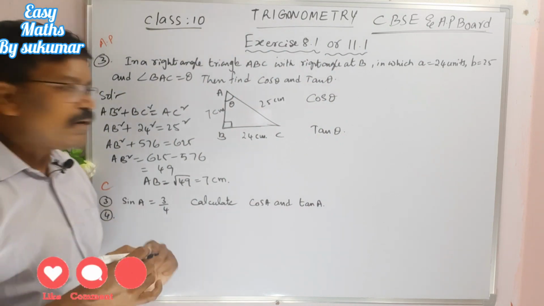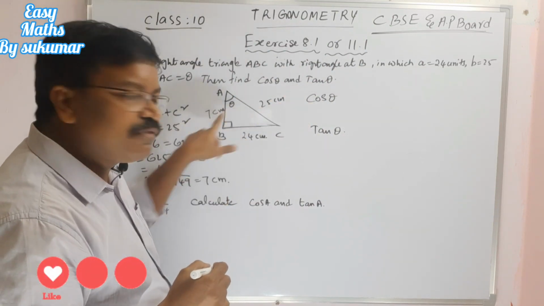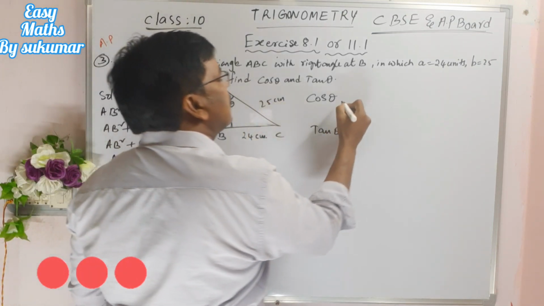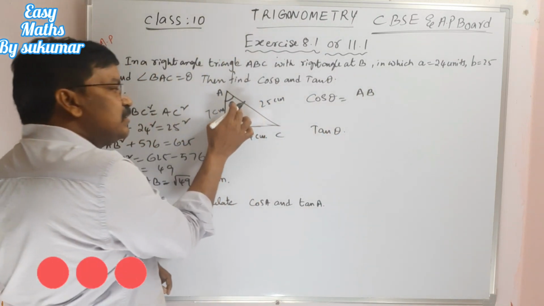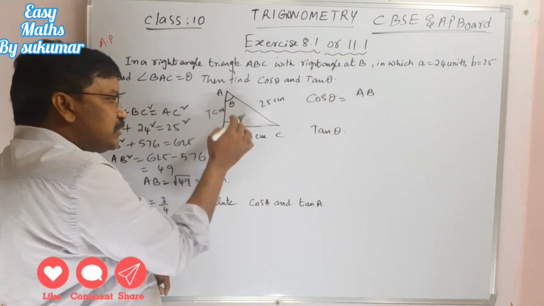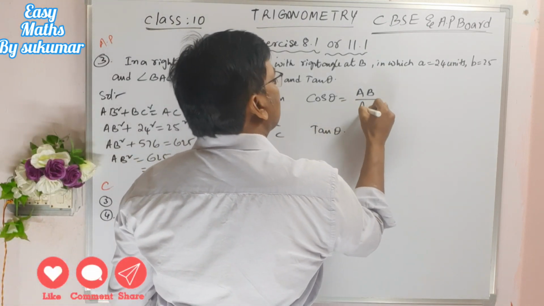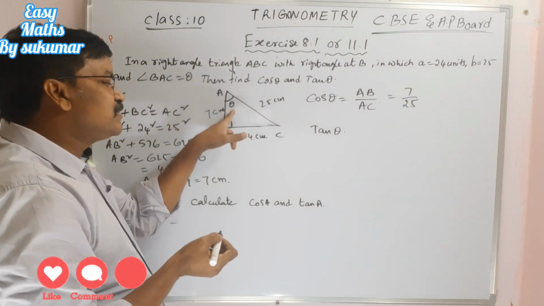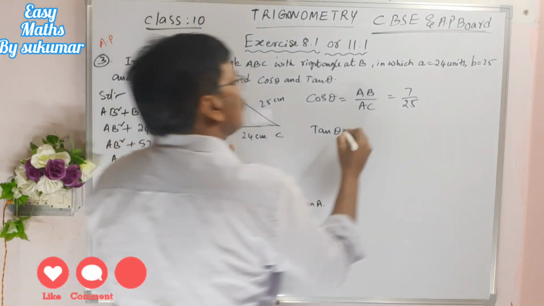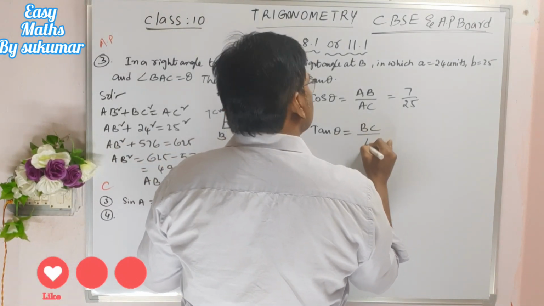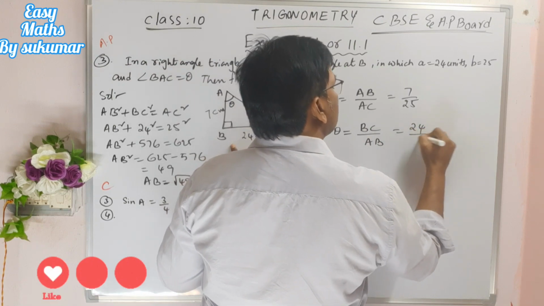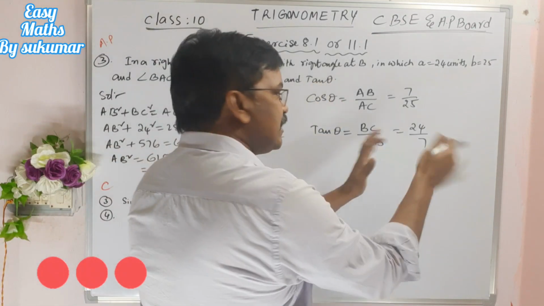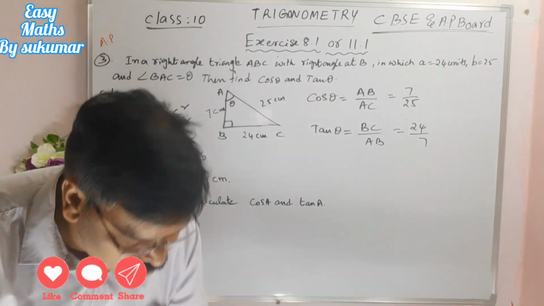My dear students, what is cos theta? Angle BAC is theta. Cos theta means adjacent side by hypotenuse. Here the adjacent side to this theta is AB, and AC is the hypotenuse. So it is 7 by 25. What about tan theta? Tan theta means opposite side by adjacent side. Here the opposite side is BC, the adjacent side is AB. This is 24 by 7. There is nothing more to do here, just find cos theta and tan theta. It is finished.